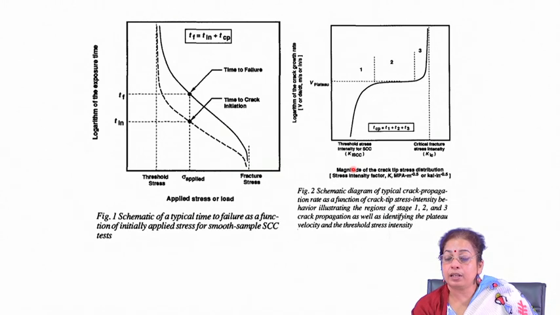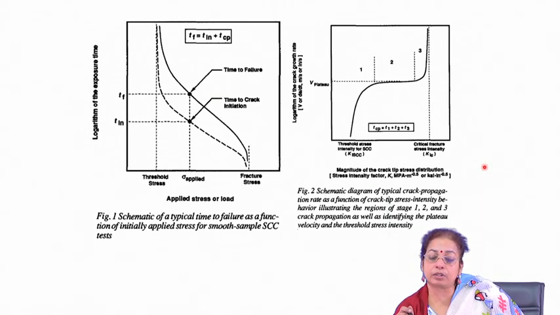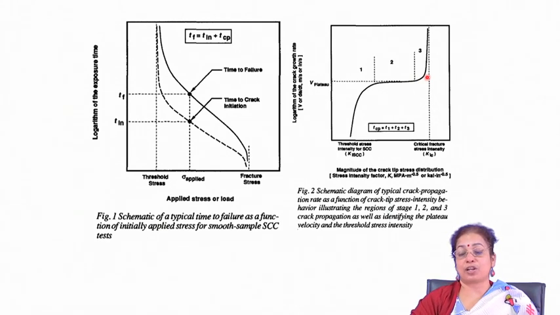Now, if you quickly go through the magnitude of the crack tip stress distribution as a function of the critical fracture stress intensity factor, you will find that it consists of three important regions. First is initiation, the threshold stress intensity for stress corrosion cracking, and then it propagates and finally leads to failure. So, the total time for a typical stress corrosion cracking may be divided into three different time regimes. One is the time required for initiation, then a plateau region where the stress corrosion cracking rate is almost the same, and then finally another region where the rate of stress corrosion cracking is much faster.